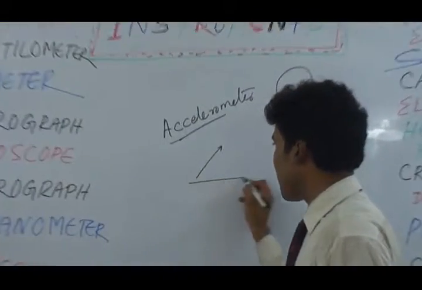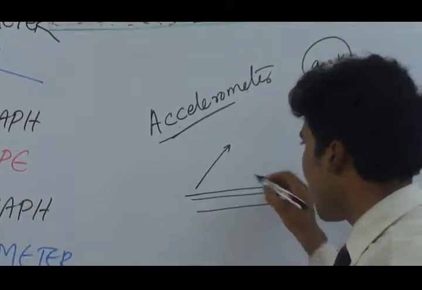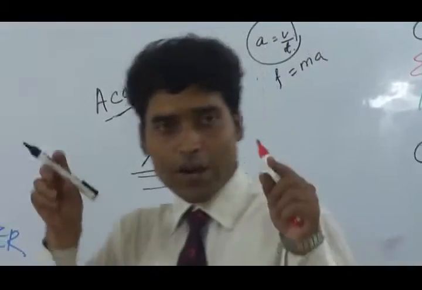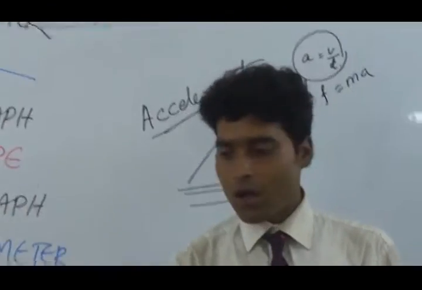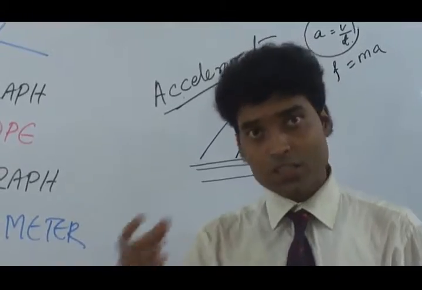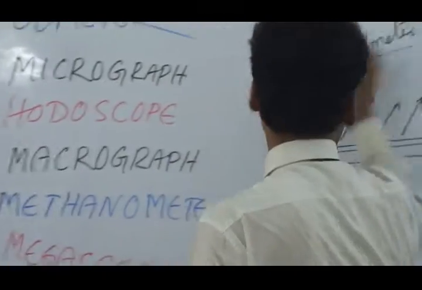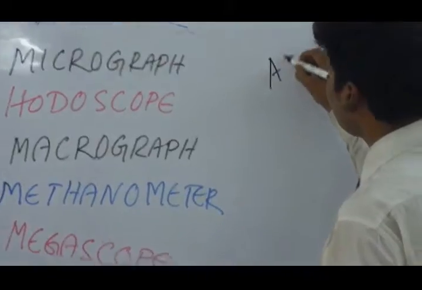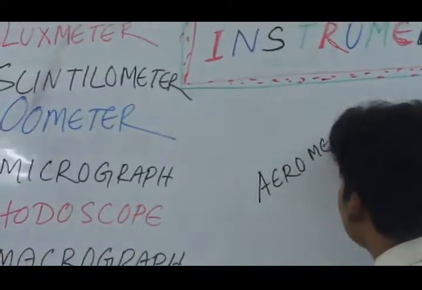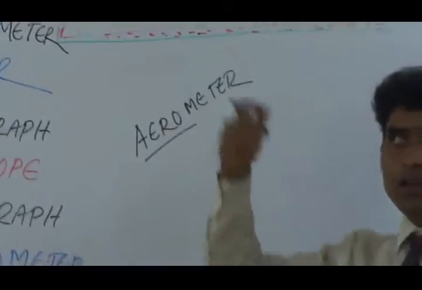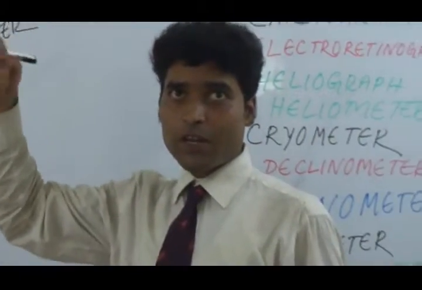That means if you are doing something to encourage, that is accelerometer. That means one instrument used to verify the growth, that is not an accelerometer, right? Another thing we have to understand is aerometer. Aerometer means something related to atmosphere, something related to atmospheric height, atmospheric particles, all those things.